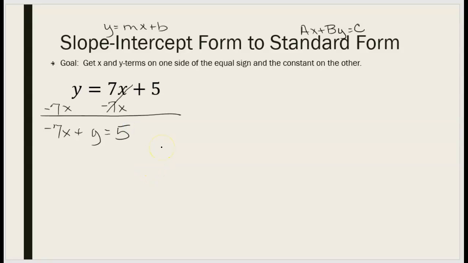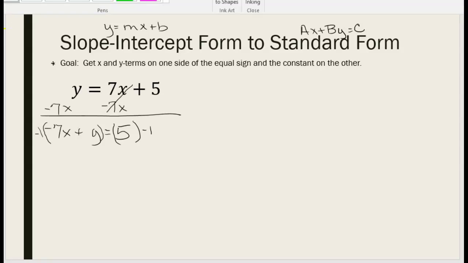And it certainly looks like we're finished at this point, but unfortunately there's a caveat. My coefficient of my x term, so this value right here, is not supposed to be negative. So we're going to have to undo that. And the way that we're going to undo that is by multiplying on both sides of the equation by -1.